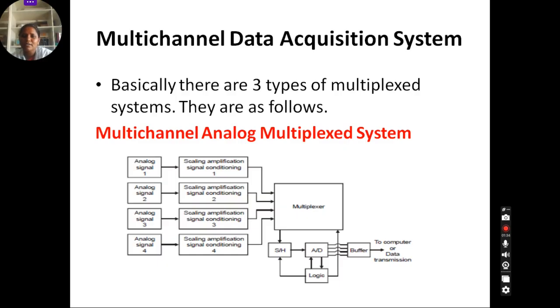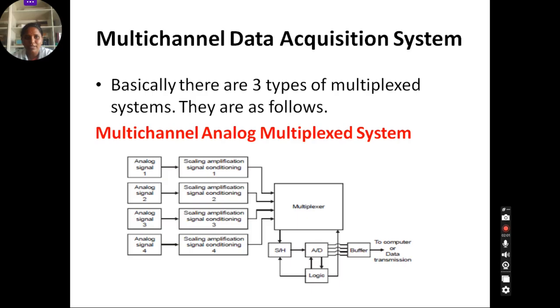The analog signal is the input, and it goes into scaling. For the analog signals, we provide scaling, amplification and signal conditioning checking. The multiplexer takes the multiple inputs and gives one output signal. That one output signal goes to the sample and hold circuit, which feeds the A to D conversion.